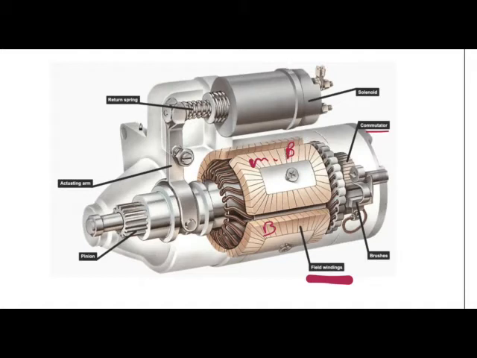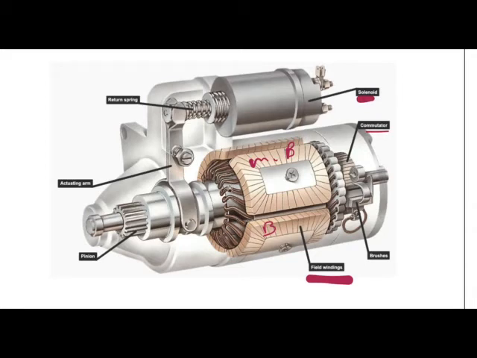This part is the switch. It's a solenoid, a switch. This is a starter motor, so it runs when you turn the key. When you turn the key, that provides current to the solenoid. That pulls in this plunger, that produces the current in the field windings.